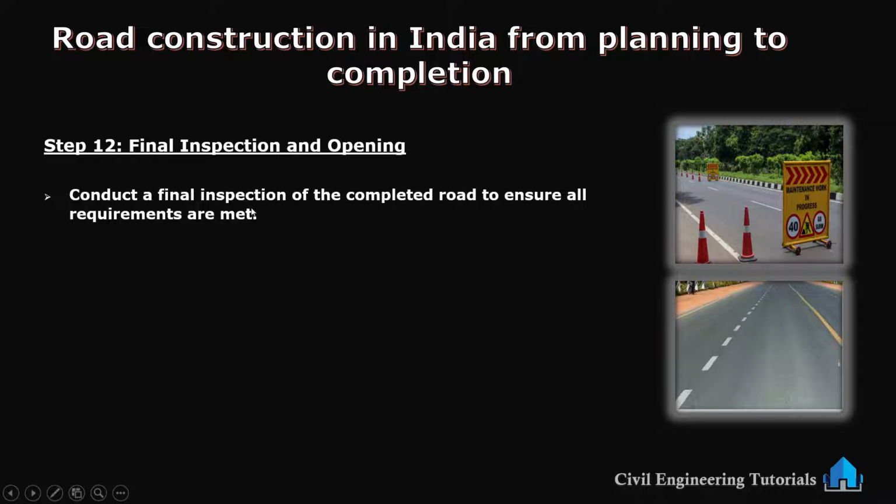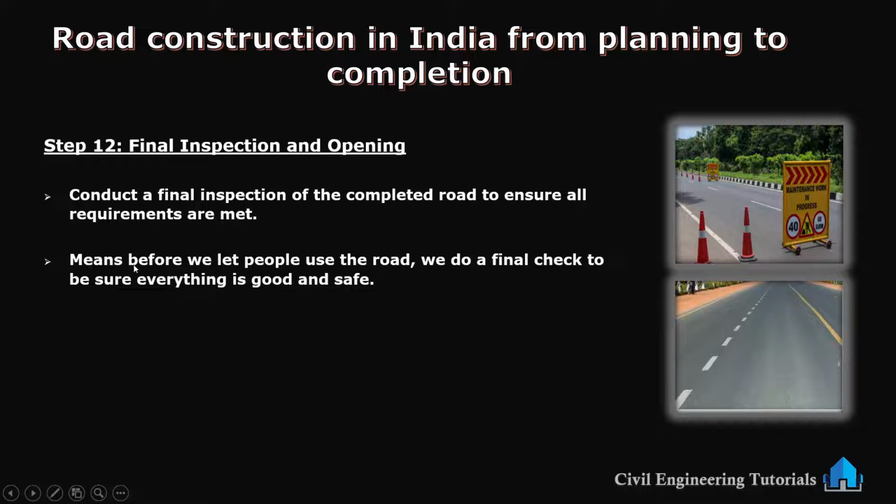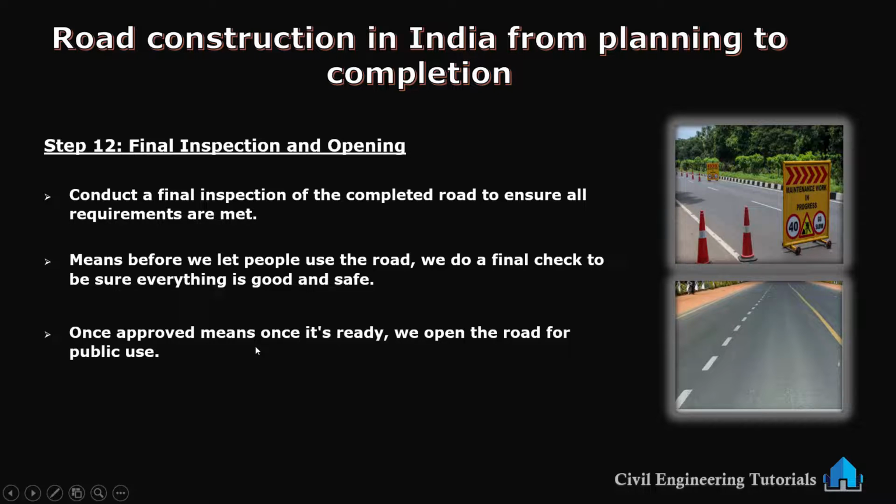So conduct a final inspection of the completed road to ensure all the requirements are met. Means before we let people use the road, we do a final check to be sure everything is good and safe. Once approved, means once it's ready, we open the road for public use. This is delivered for public use. This is the final inspection and opening.